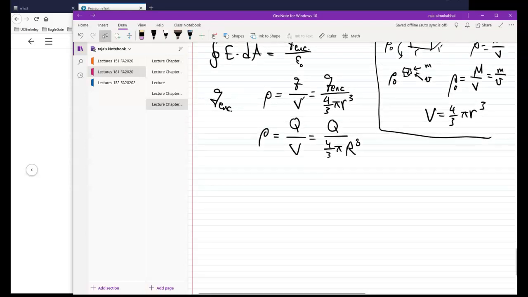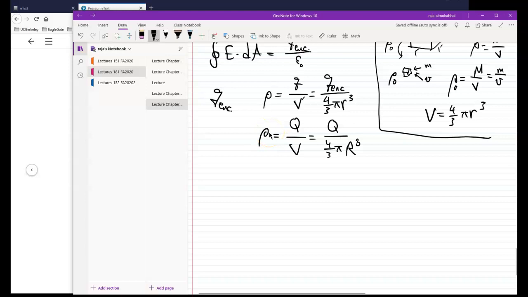Why am I doing all of that? I'm doing this because if I equate those together, I am going to get a ratio of what is Q enclosed in terms of big Q. It's a really smart move. So let me equate them together because those two charge densities are the same.